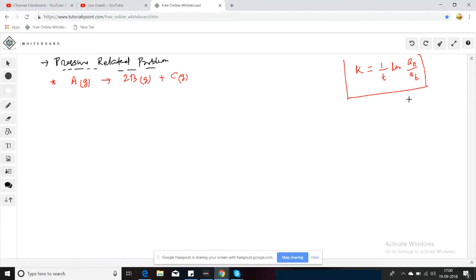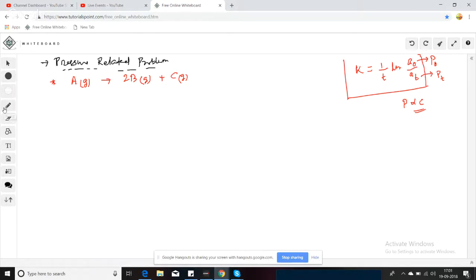Since we know that pressure and concentration are directly proportional, instead of initial concentration, we can write initial pressure, P naught. And instead of final concentration, we can write final pressure, Pt also. Siddhant, you were there in the last class? No, okay. This is the formula for first order reaction. K is the rate constant, t is the time, a naught is the initial concentration, and a t is the final concentration, meaning the concentration at the point of time t. So a naught is the concentration at t equals 0, and a t is the concentration at t equals t.